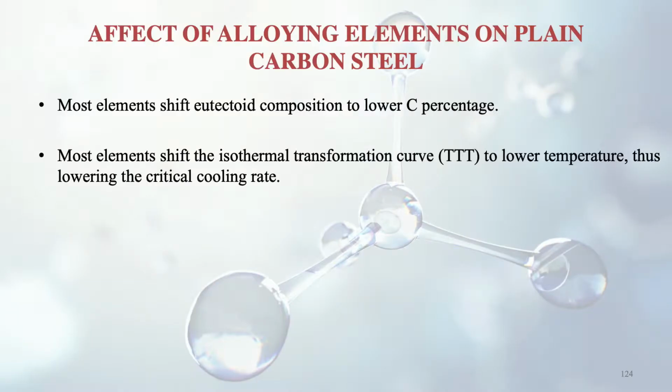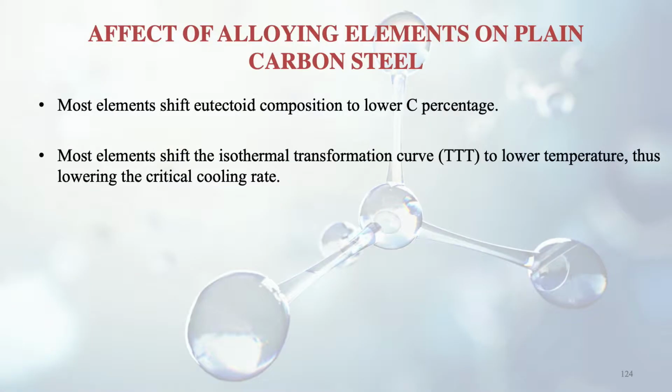Most elements will shift the isothermal transformation curve to lower temperature. So you may have seen the TTT diagram in the earlier session. So in that what will happen on adding the alloying elements, suppose I am at a temperature of 400 degrees centigrade, then it will shift to 300 degrees centigrade, meaning the transformation curve will now be starting from 300 degrees centigrade, and the effect of this will be that the critical cooling rate will be lowered.